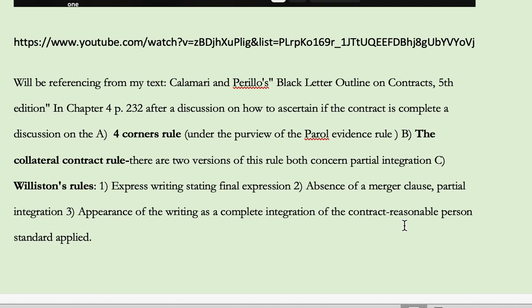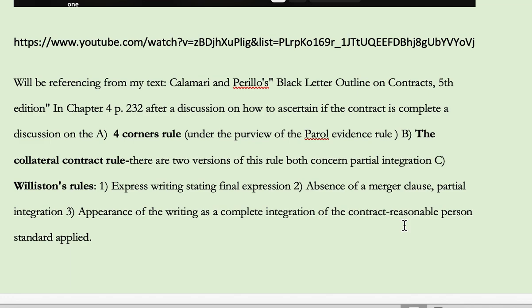Now, there's a lot of things that were very familiar when I was reviewing it. The Four Corners Rule, Parol Evidence Rule, the Collateral Contract Rule. Of course, there's two versions of that. Then the Williston's Rule, which is basically following it by the book. Express writing is the final expression.